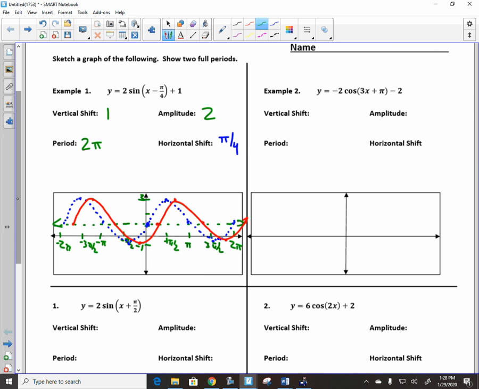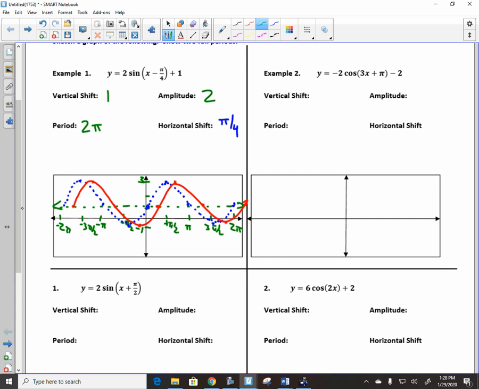Last one. This one's a good test. If you can do this one, then you are fine. This one's a challenging problem.